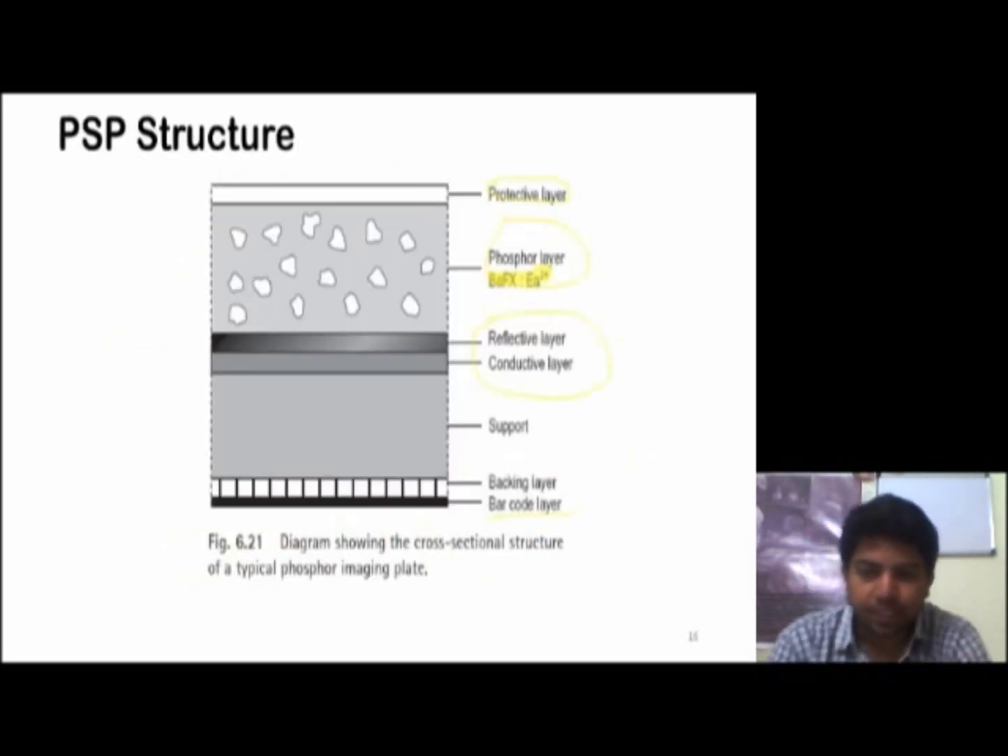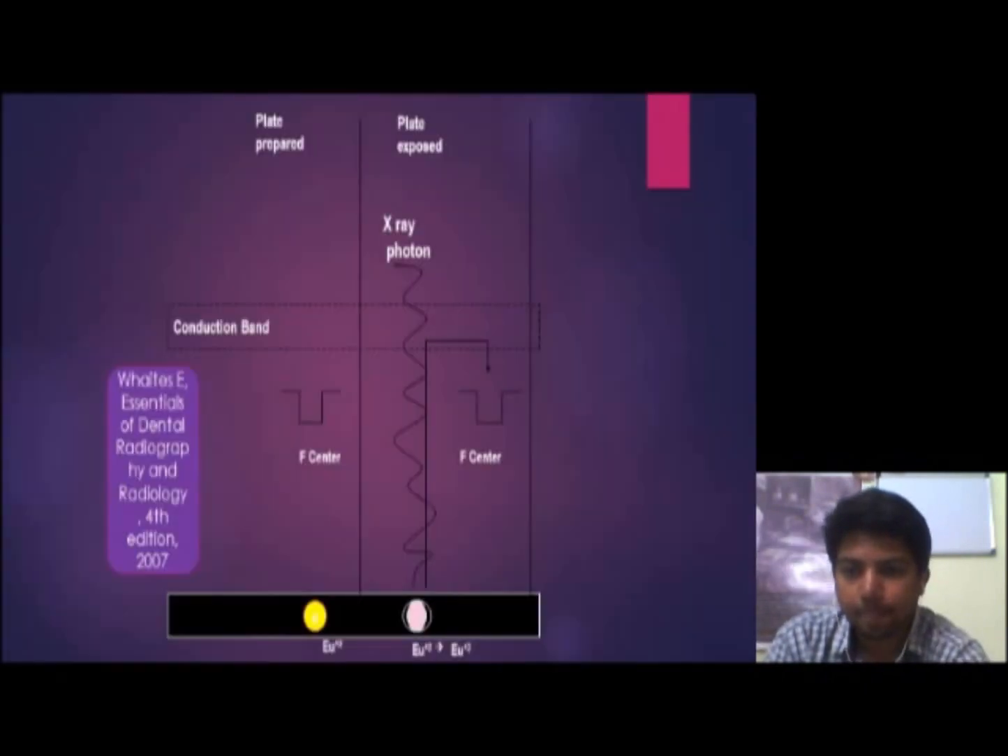The PSP system contains barium fluorohalide, which is very important. Europium doped barium fluorohalide is the active element in photostimulable phosphor plates. This is the cross section of a PSP plate showing europium doped barium fluorohalide. Here, a small difference exists between the CCD, CMOS system and the PSP system.